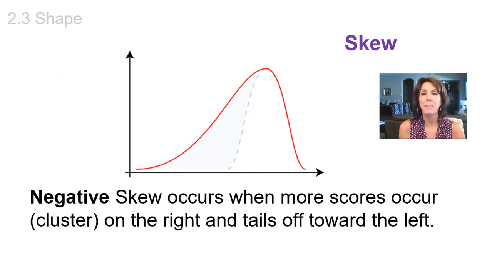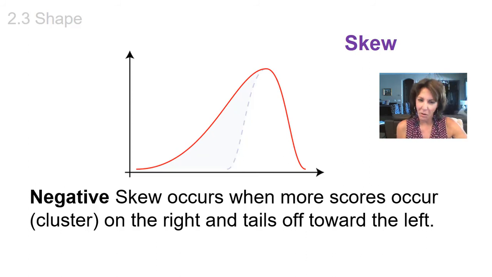And this is an example of a negative skew. Sometimes the scores bunch up on the higher end and trail off towards the left. So this is a negative skew, and it's also called a left skew because the left is being pulled by these outlier scores.